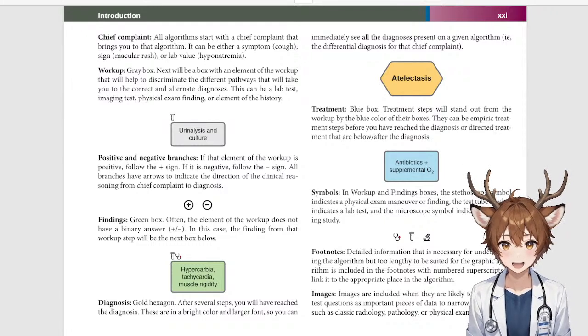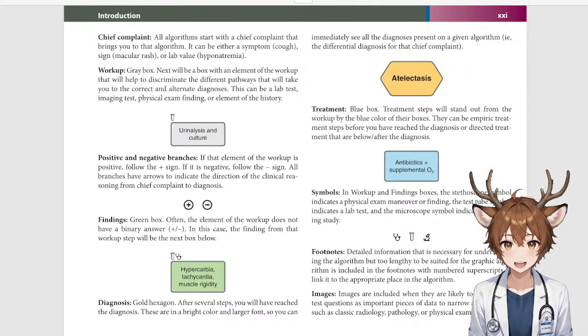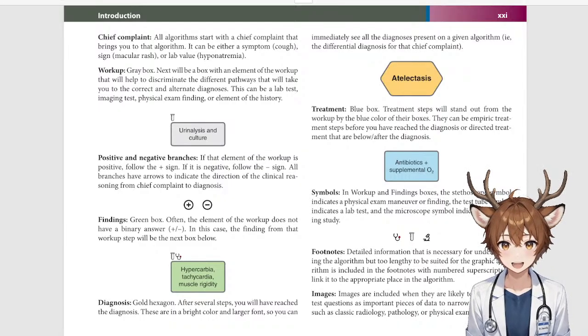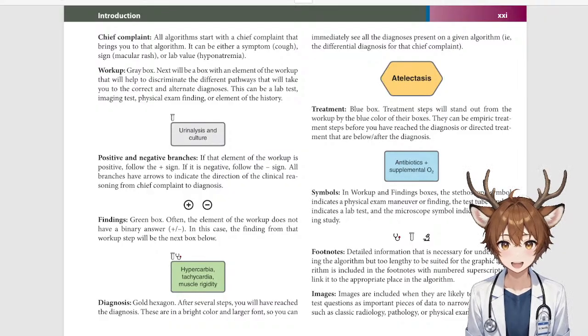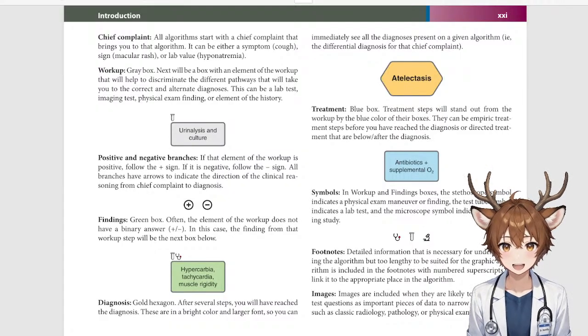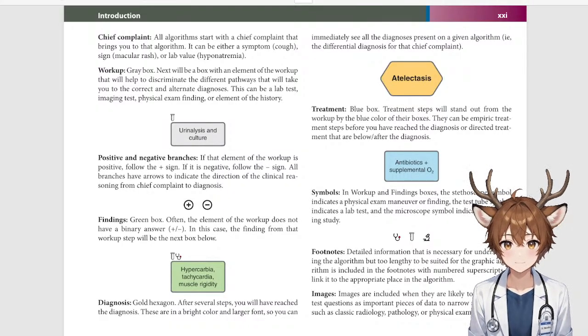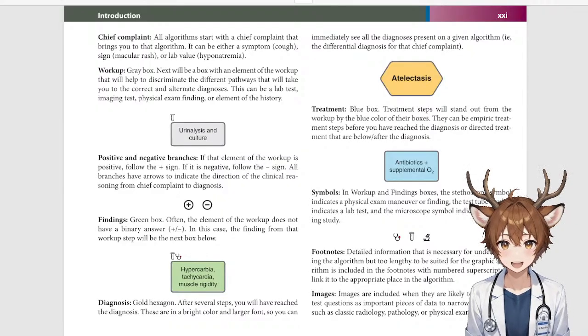Diagnosis, which is the gold hexagon right there. After steps, you will have reached the diagnosis. These are in bright color and larger font, so you can immediately see all the diagnoses present on a given algorithm. That is to say, the differential diagnosis for the chief complaint. In this case, they're showing atelectasis as the example.